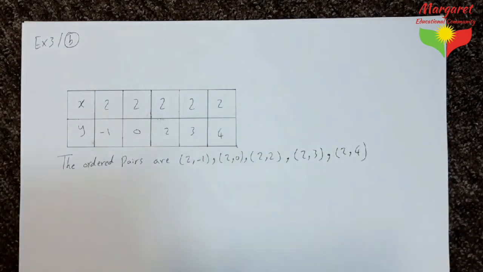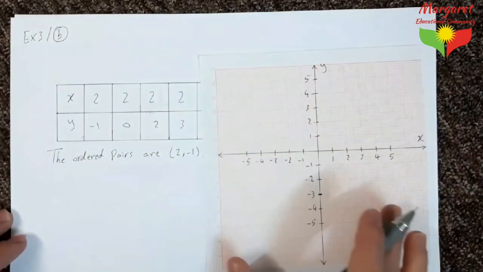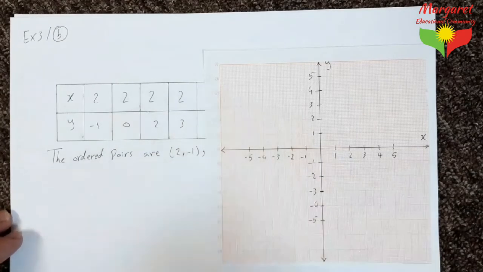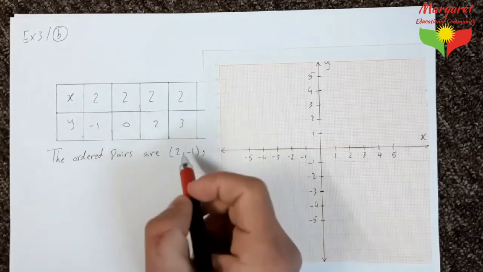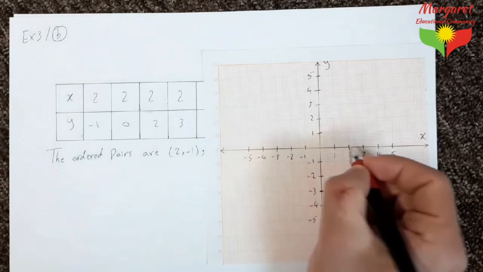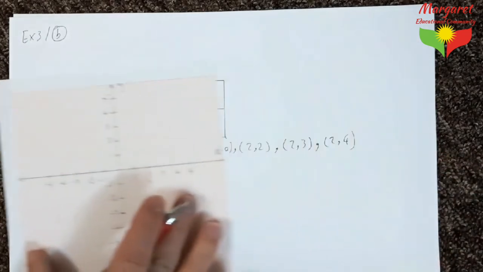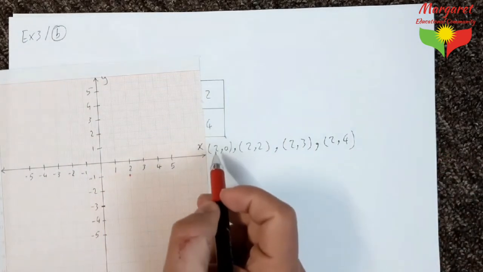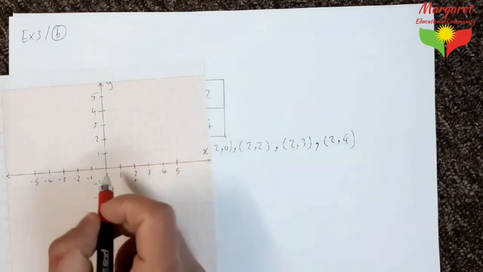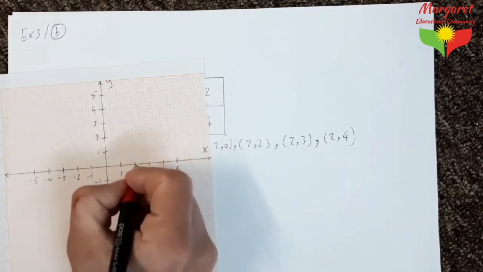Now draw the x-axis and y-axis. To plot the point 2, -1, start at the origin and move 2 units right and 1 unit down. So 1, 2 and 1. And after that, to plot a point 2, 0, move 2 units to the right and 0 represents no movement.